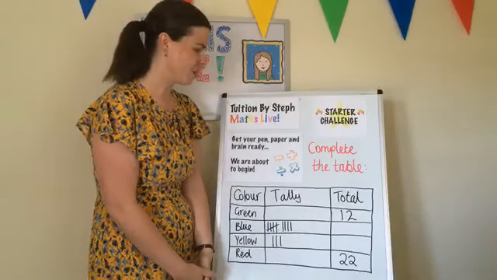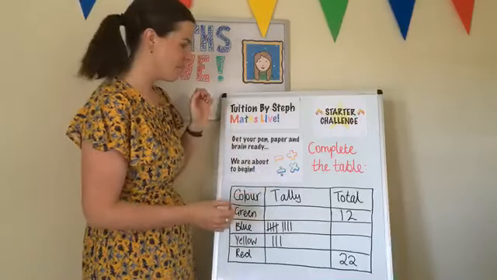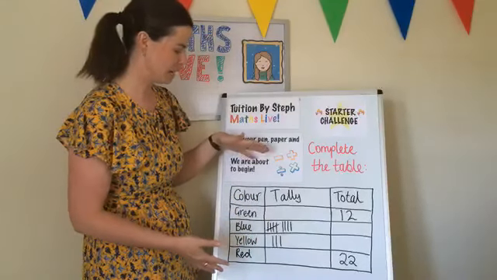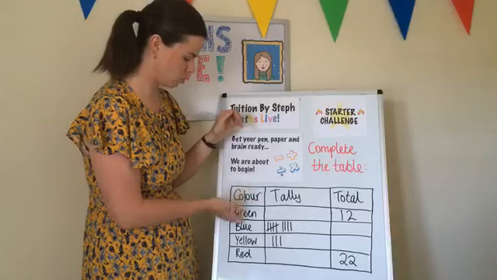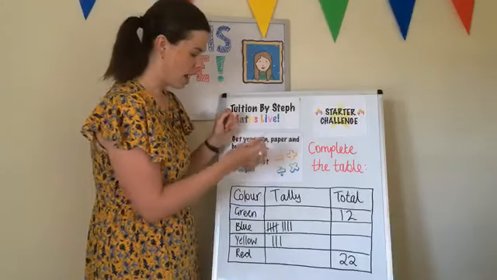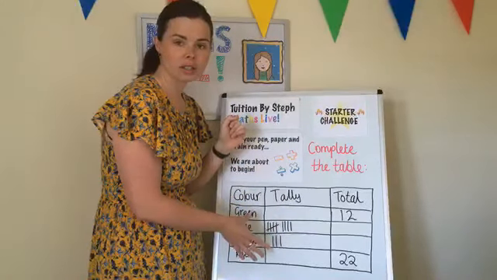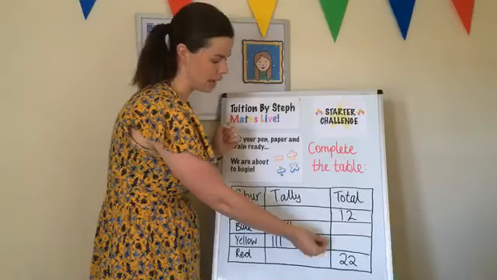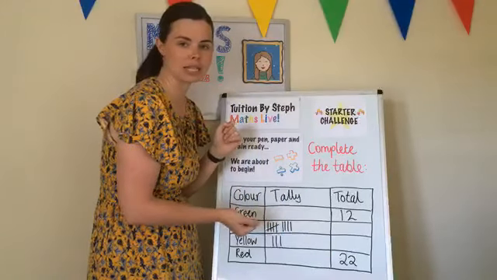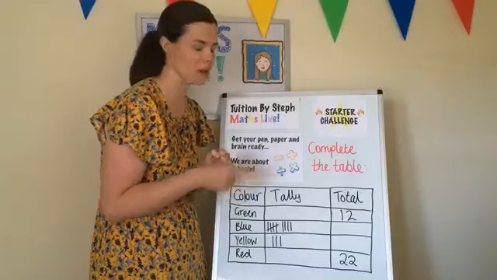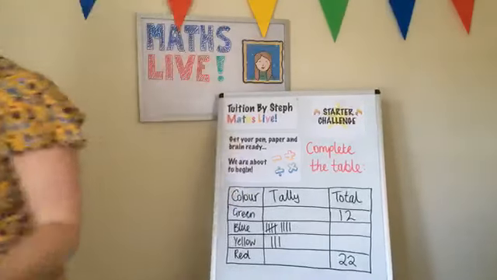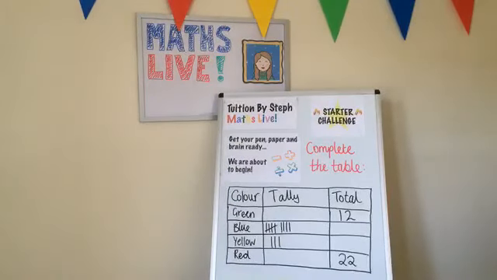So we're going to go into a new topic this week. Just a starter challenge, I'd like you to complete the table. We've got different colours: green, blue, yellow and red. I'm forming a tally chart for these colours and the totals are here, but there are parts missing to complete the table, so I'd like you to try and complete the table for me. I'll be back in about a minute. Whoops, I tripped over.